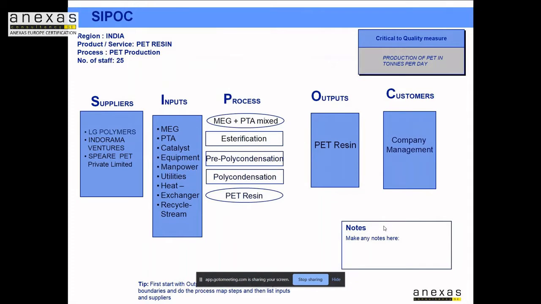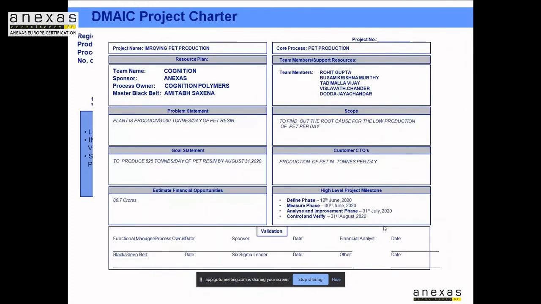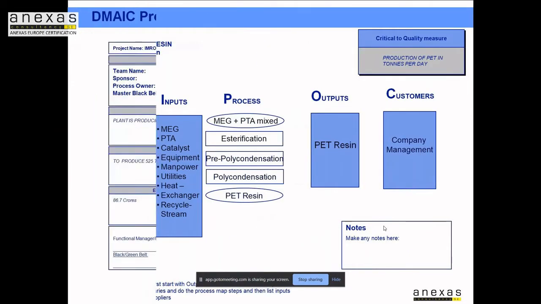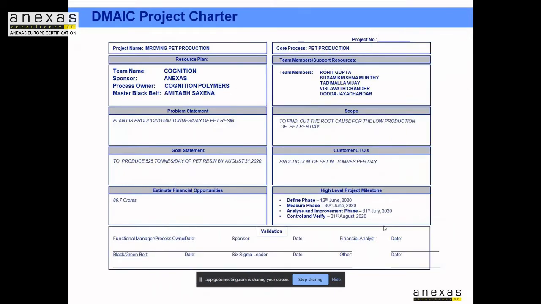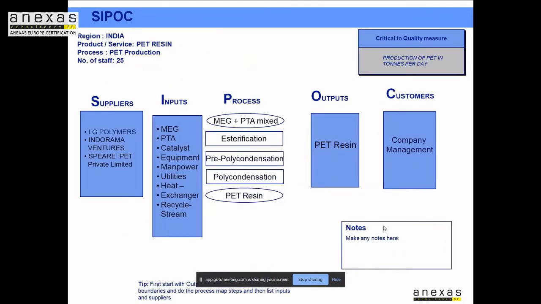So these are the define phase, okay. Let's just stay on this for some time. So what is your PET production, PET resin, company management, MEG, PTA catalyst, equipment, manpower, etc. Okay.